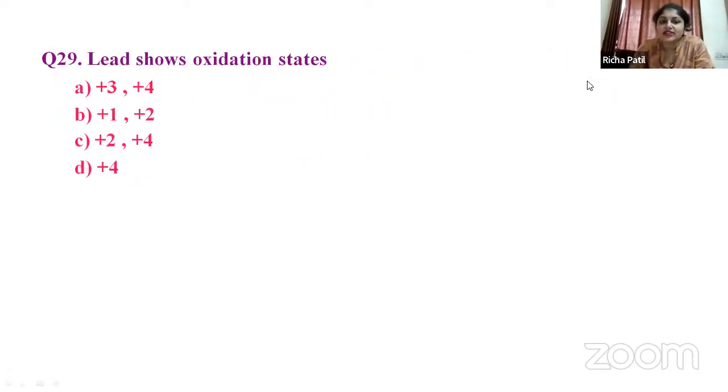Lead shows oxidation states of... What is the oxidation state shown by lead? Yes, it is C, +2 and +4. Yes, right answer.